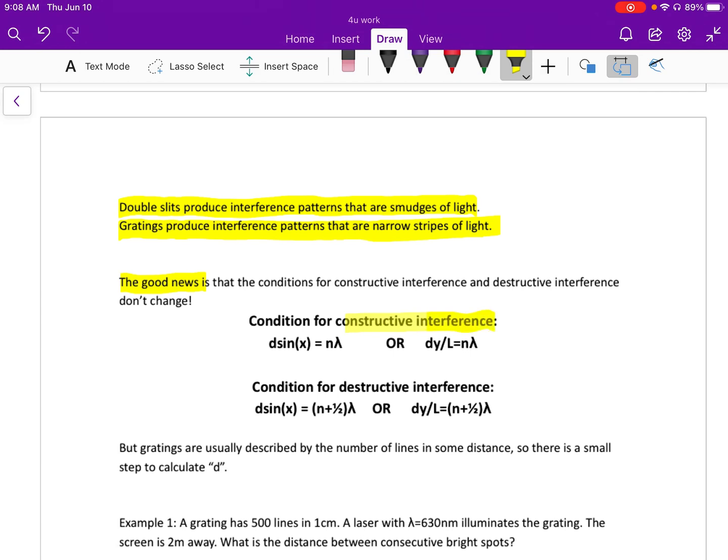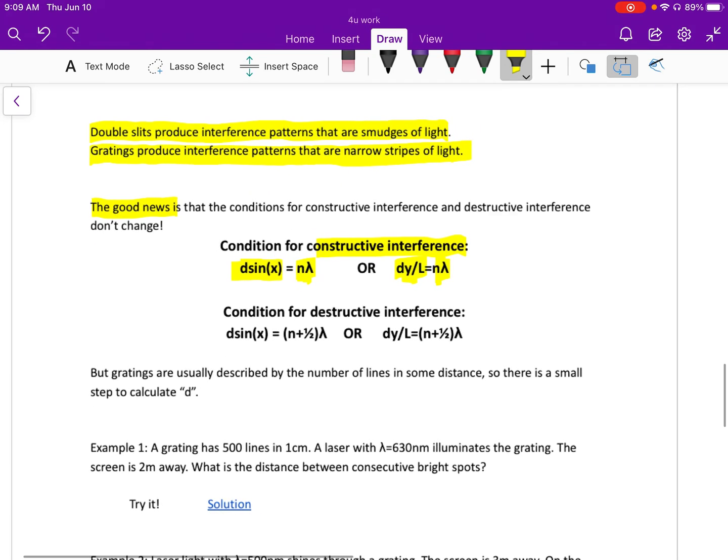So for constructive interference, remember constructive interference meant the difference in path length was a multiple of lambda. We had two versions of it based on the angle. D sine of the angle is a multiple of lambda, or if we did that small angle identity, dy over L is equal to a multiple of lambda. The condition for destructive interference was they had to be off by a half, and we had the exact same equations. The extra distance could be d sine theta or dy over L.